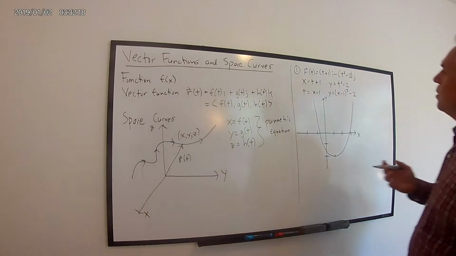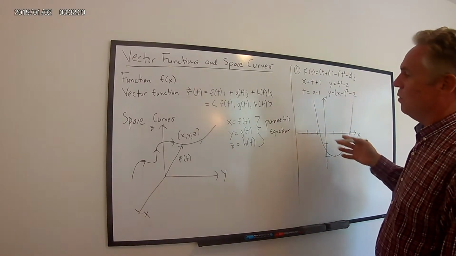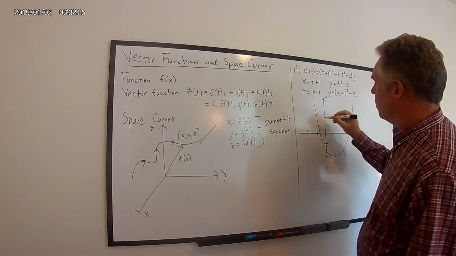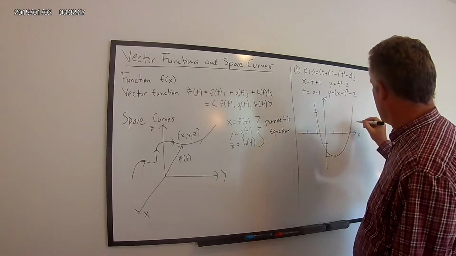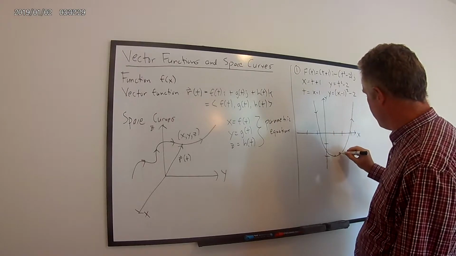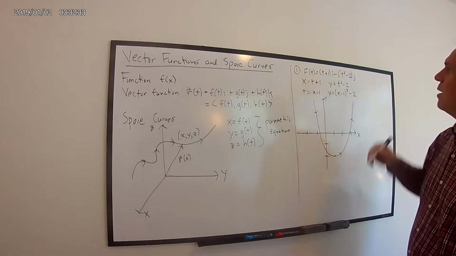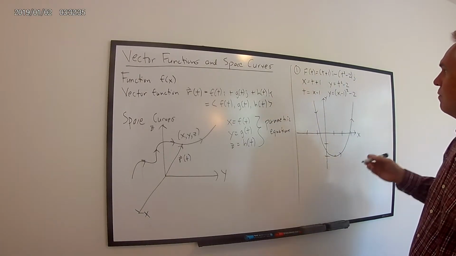Now, one thing about this space curve is we actually have to add arrows to indicate the direction that the particle travels. And in this case, the particle will start up here and will travel over here. Now, how do I know that? One thing I can do is write my vector function or position vector for various times.